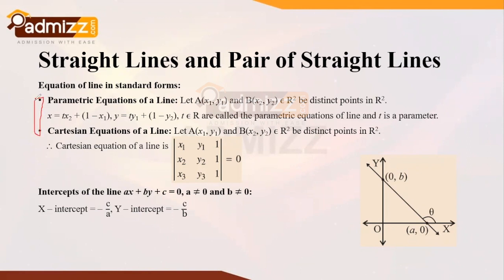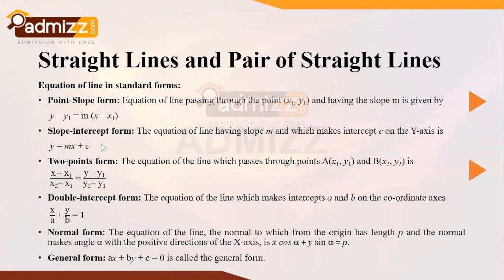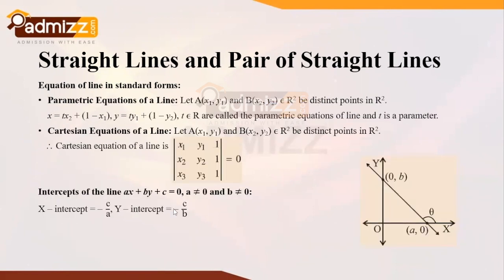These are additional concepts which I have introduced, but you need to have a look at the previous portions, that is, the equation of lines in standard forms as listed over here, and this will readily help you in the simplification of your problems. Okay, and take a look at the intercepts of the line ax plus by plus c equals 0, wherein a and b are non-zero values. So this can be asked to you, but need not worry about these portions.